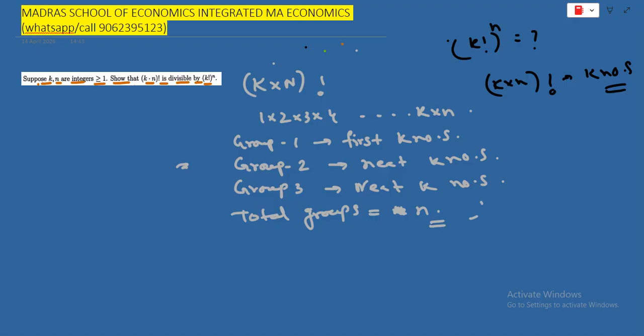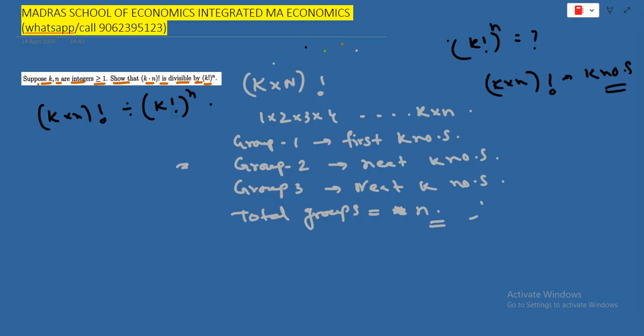Okay, now let me show you something mind-blowing. The expression (kn)! divided by (k!)^n actually counts something real. It counts the number of ways to divide kn objects into n groups of size k. Now tell me, can the number of ways ever be a fraction? No. So the result must be a whole number. Now, if an expression represents counting something real, it is automatically an integer.